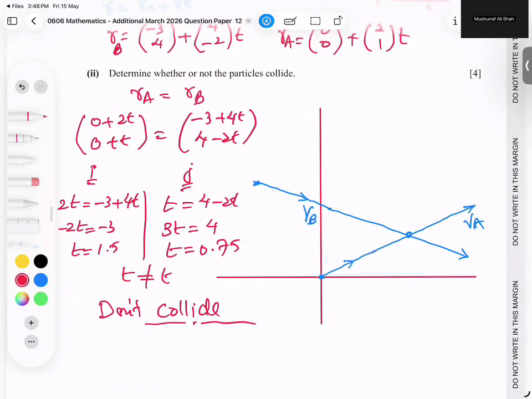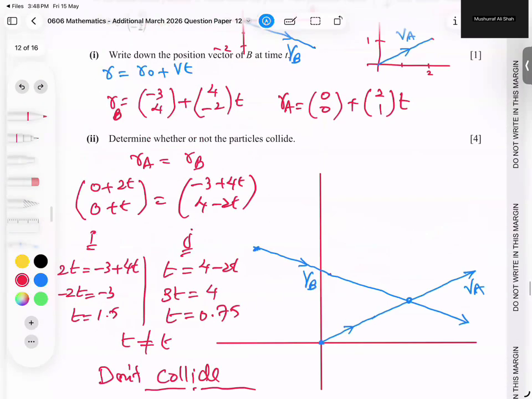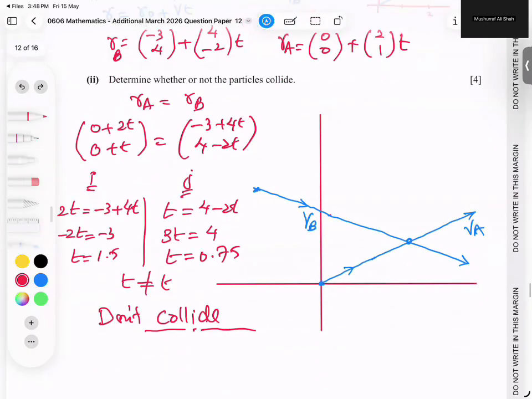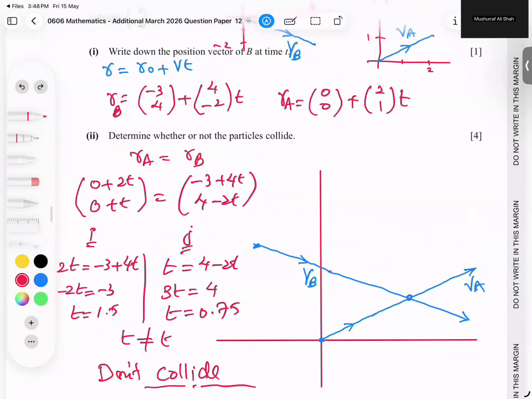I hope the point is very clear. If the t values are the same, it means they collide. In a diagram, you can say the collision, but you know what happens? One particle crosses this point early and one particle crosses this point a little later. A little later means they will not collide. I hope the concept of the question is very clear.